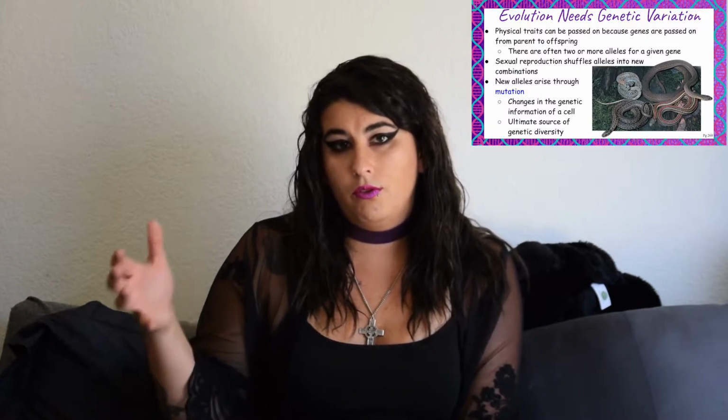So the thing about the physical traits that you're seeing here is that they can be passed on from parent to offspring. This is because the genes that are going to be passed on code for those specific traits. And the reason we get variation like this is that there are often 2 or more alleles for a given gene.